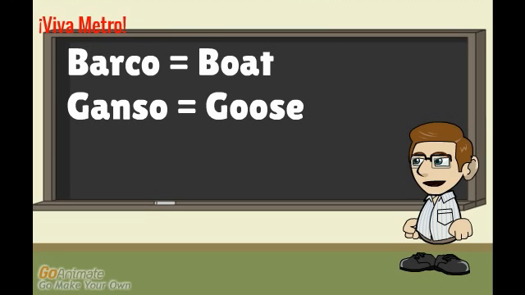Now let's look at some examples of the hard B and hard G. For example, the Spanish word barco compared to the English word boat, and the Spanish word ganso as compared to the English word goose. Did you notice that the B in barco and the B in boat are the same B, and the G in ganso and the G in goose is the same G?